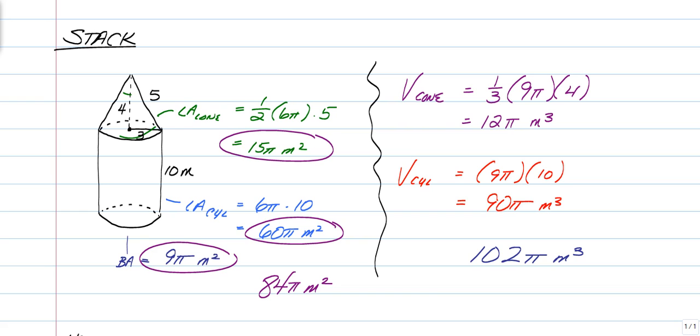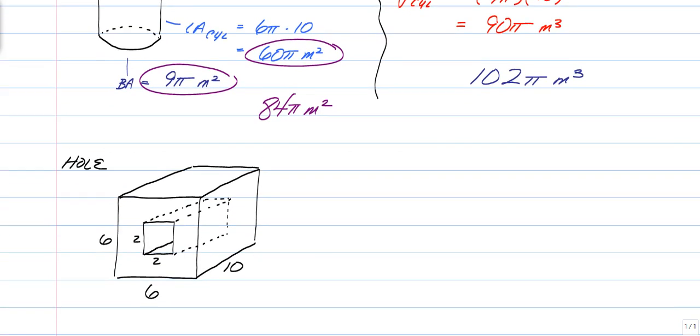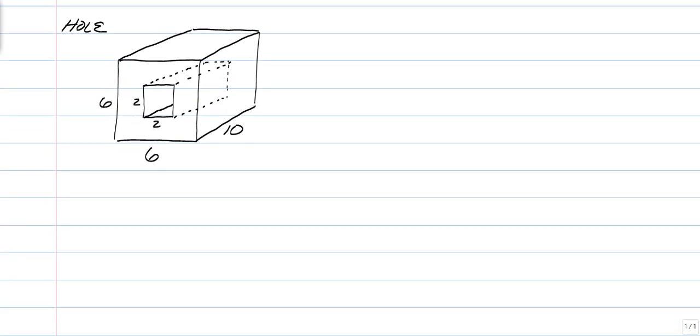Okay? Next, we're going to move on to a hole. So what we do is we take a three-dimensional figure and then we put a three-dimensional hole going through it. To do that, it is, again, fairly simple for volume, but a little bit more challenging when it comes to surface area. And we'll show you why.